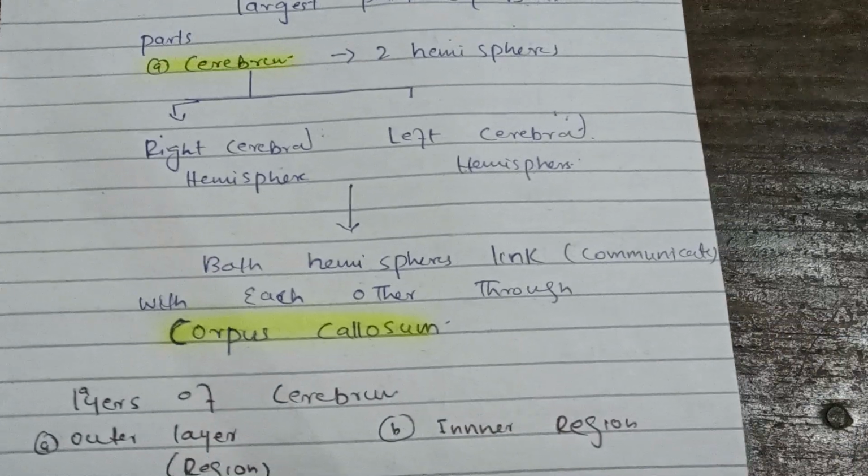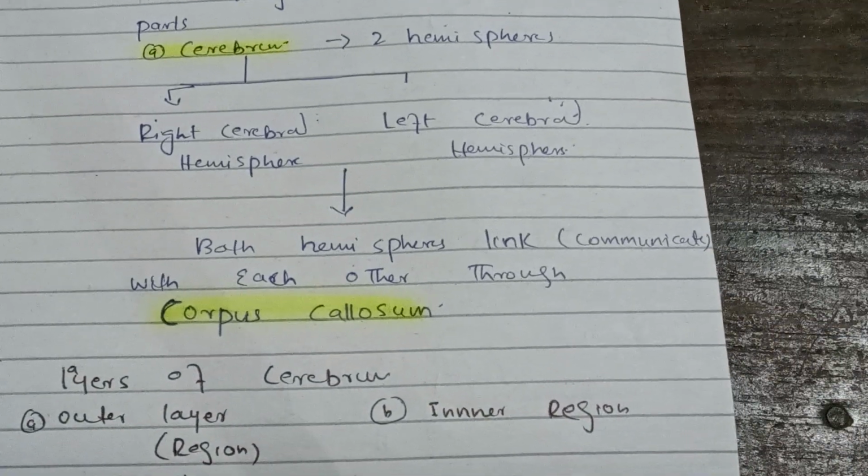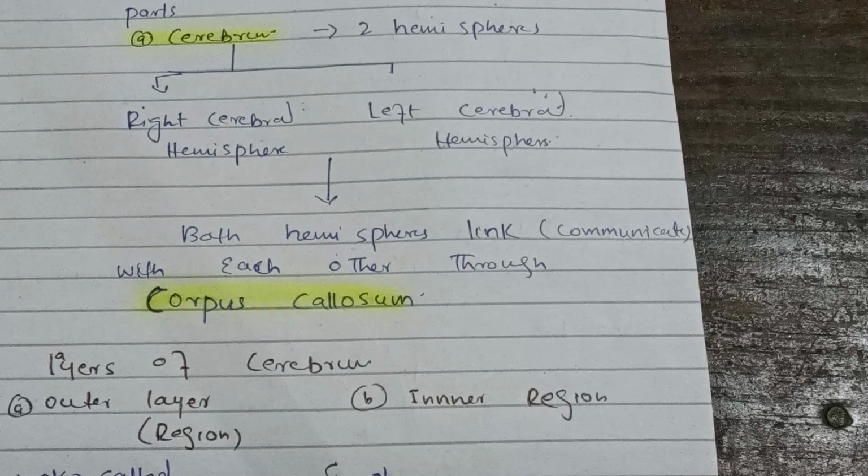The cerebrum is composed of two hemispheres, the right cerebral hemisphere and the left cerebral hemisphere. Both hemispheres communicate with each other through the corpus callosum. The corpus callosum is a connection between both hemispheres. I will discuss the corpus callosum later. This is one thing I want you to remember.